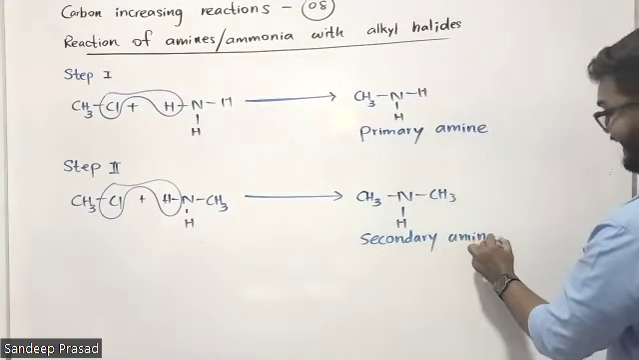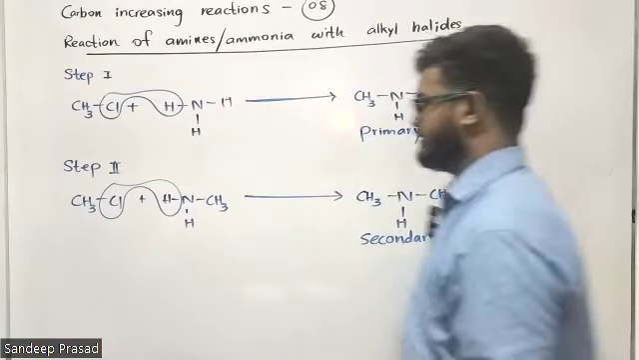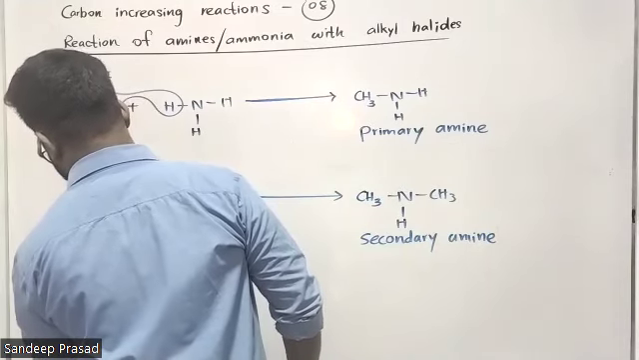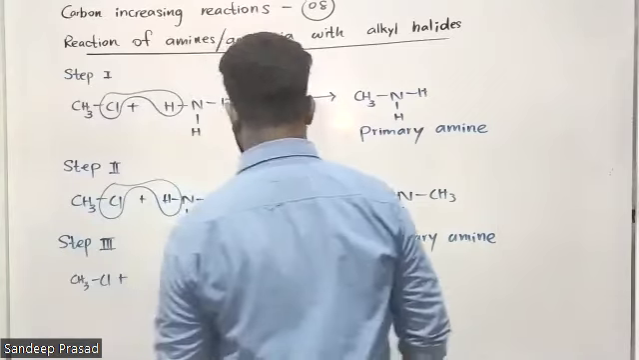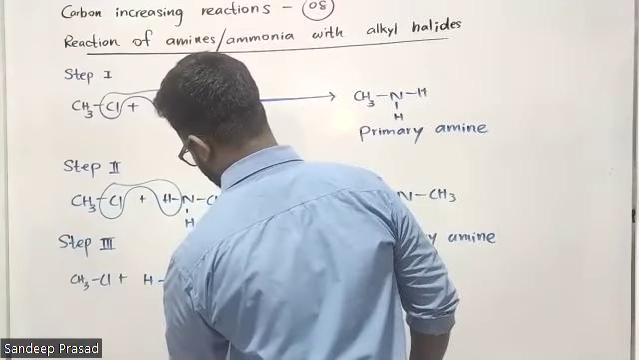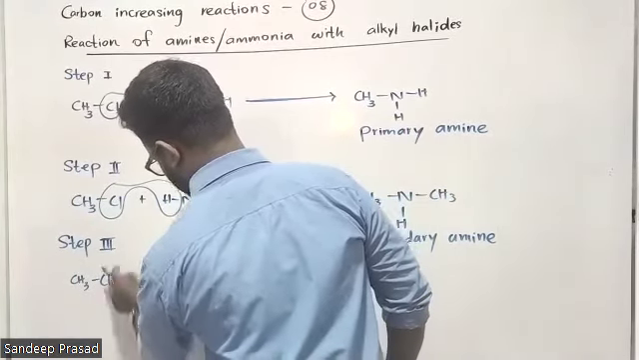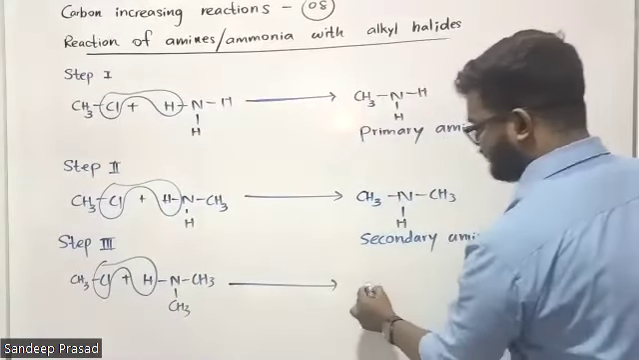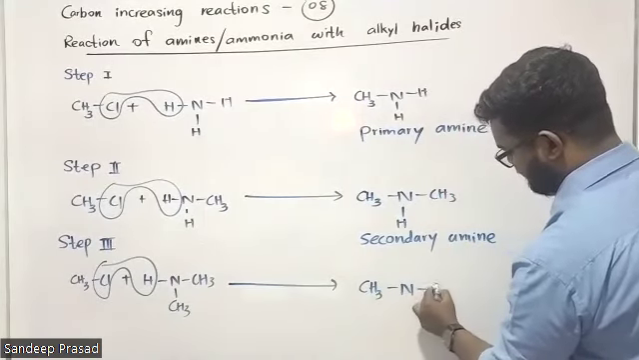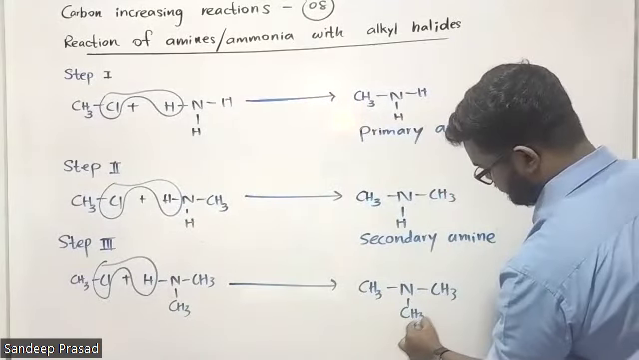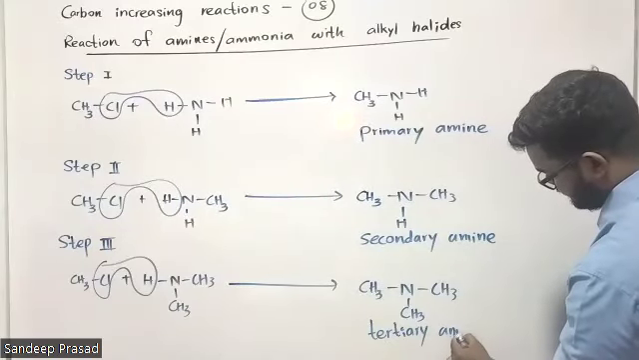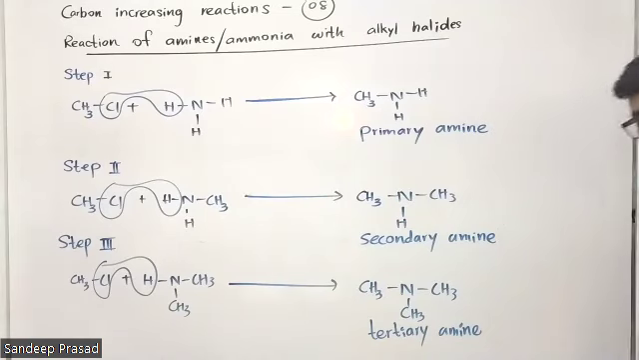Again, as step number 3, what will happen? Again, this is reacting with alkyl halide. Hydrogen is here, NCH3, HCl. Then we have a tertiary amine. Now we are going up to a tertiary amine, right? We are going up to tertiary amine. Then do we stop here?